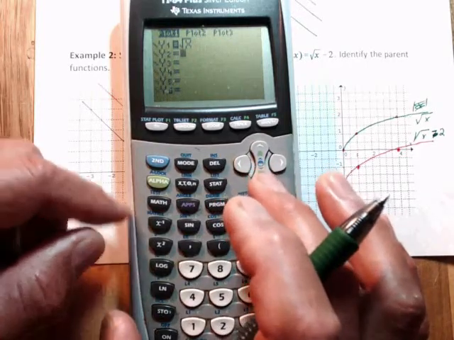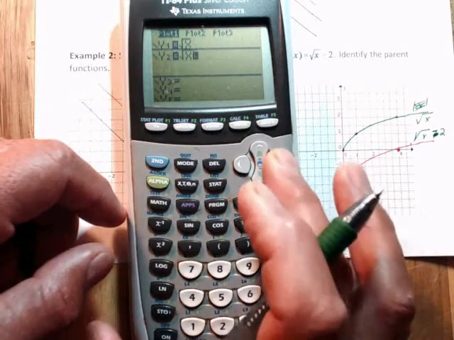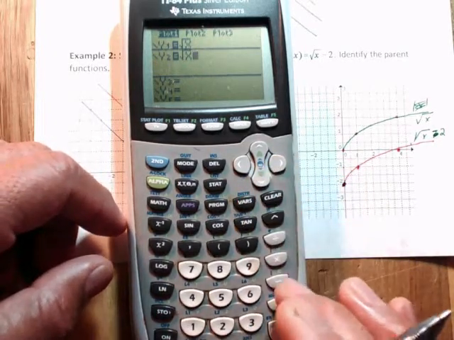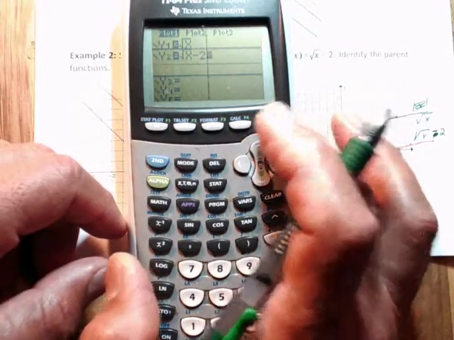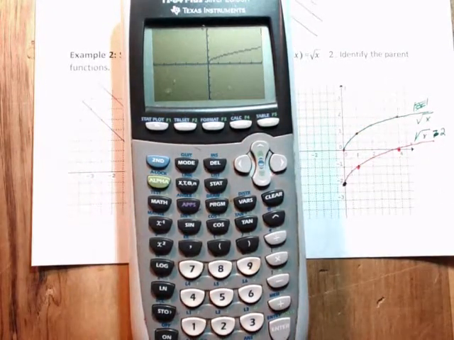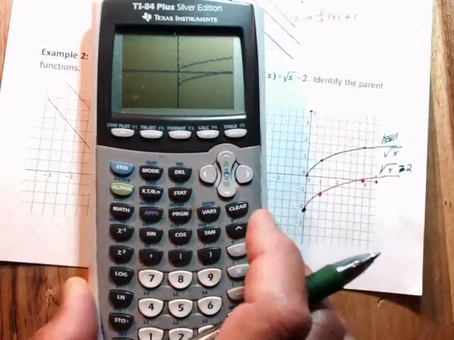And then the second one, say second square root of x, get out of the radical sign, minus 2. So let's see what happens. My graph is pretty much just like the one I did on the paper.